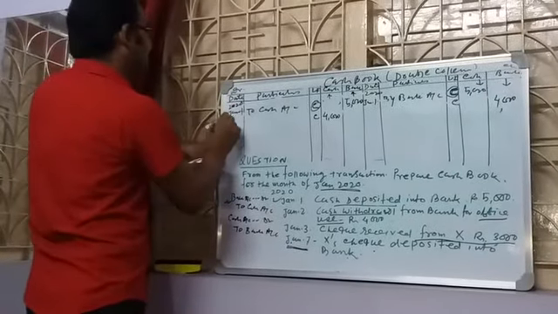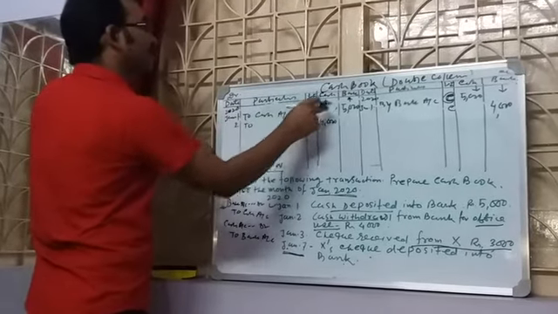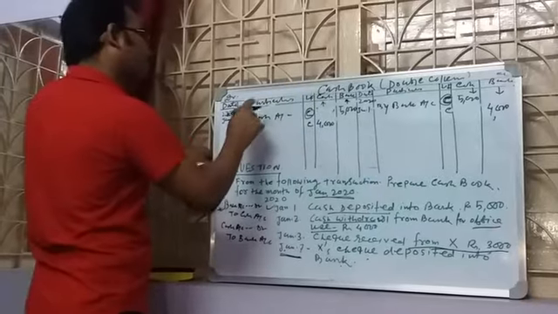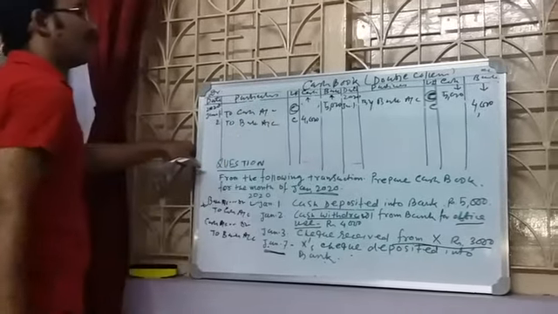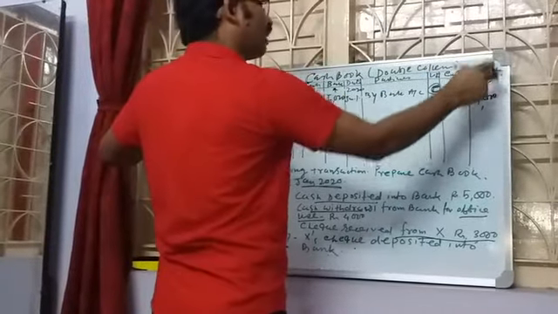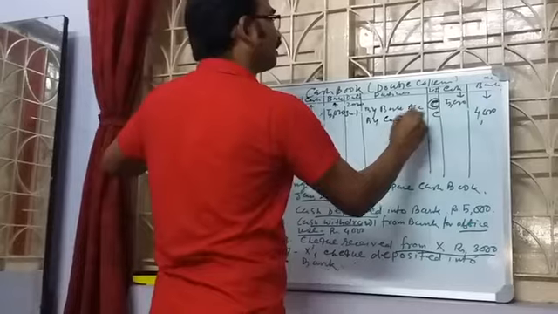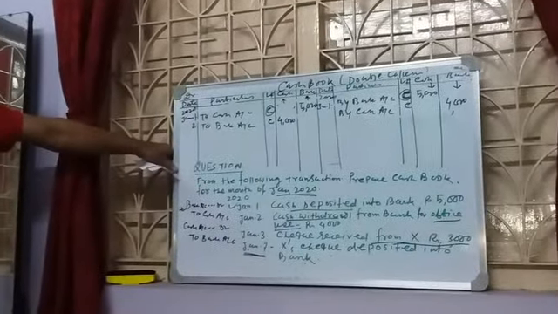Now you put the date Jan 2. Here you write, as the cash balance is there, 4,000 is in the cash column. That is why you write to bank account. And here the amount is in the bank column, that is why you write by cash account. Clear on this part?